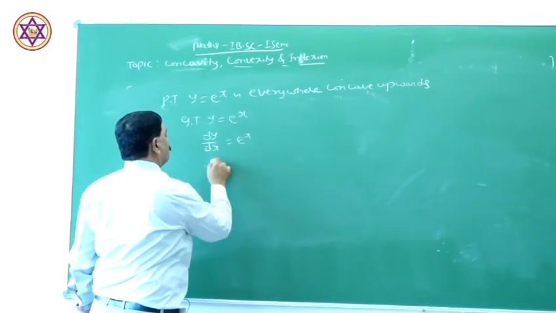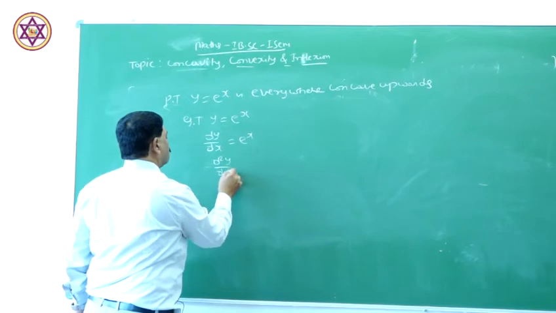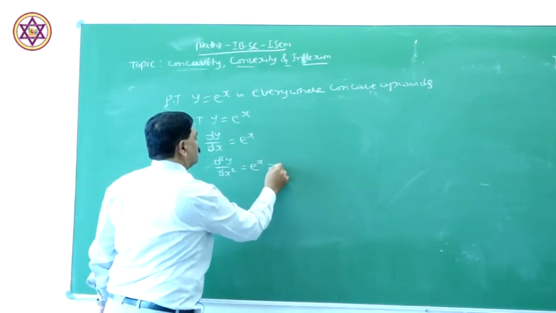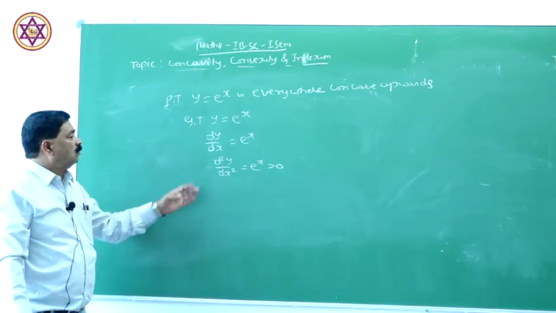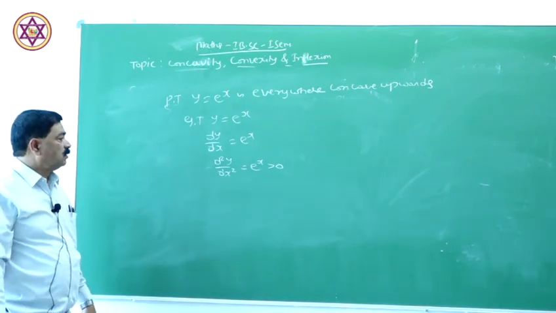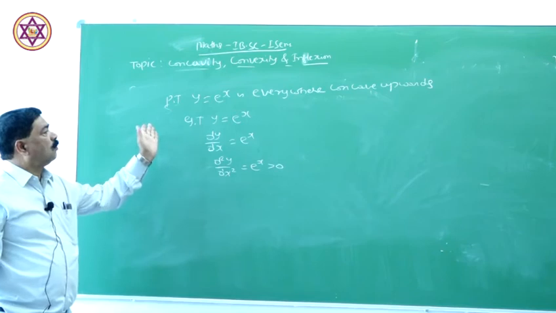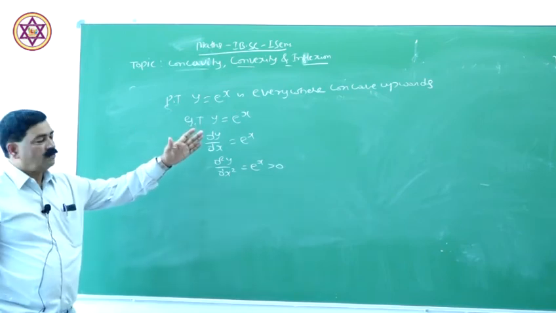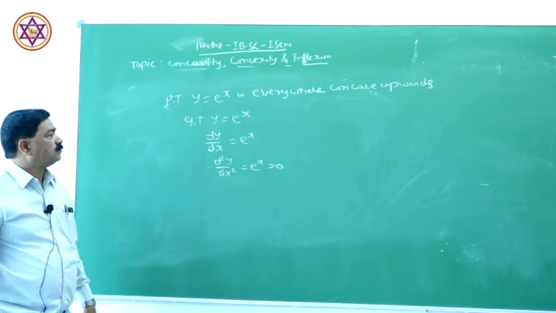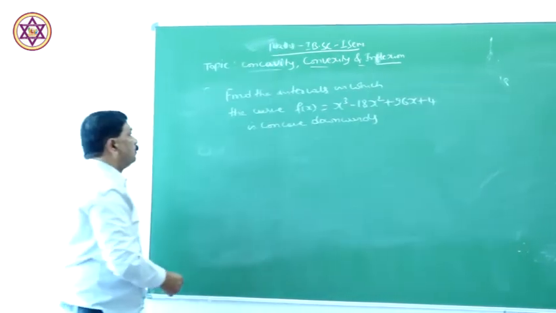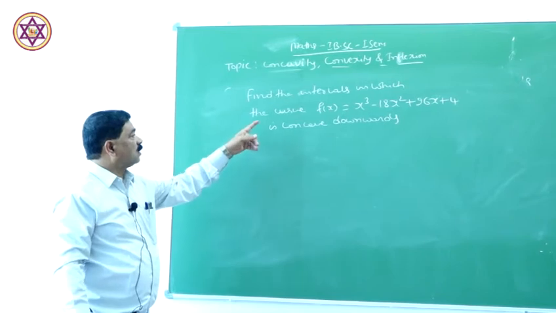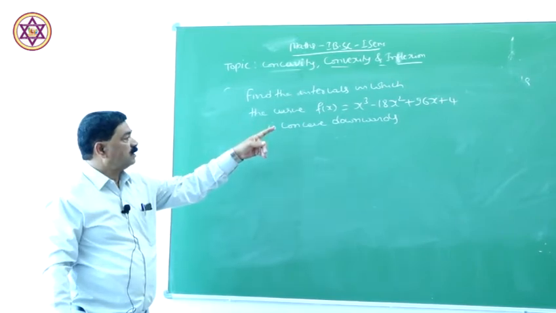d²/dx² of e^x is greater than 0 for all points. Therefore, the second derivative is positive. That is the reason y equals e^x is everywhere concave upwards. Concave upwards means we get a curve like this. That's all.